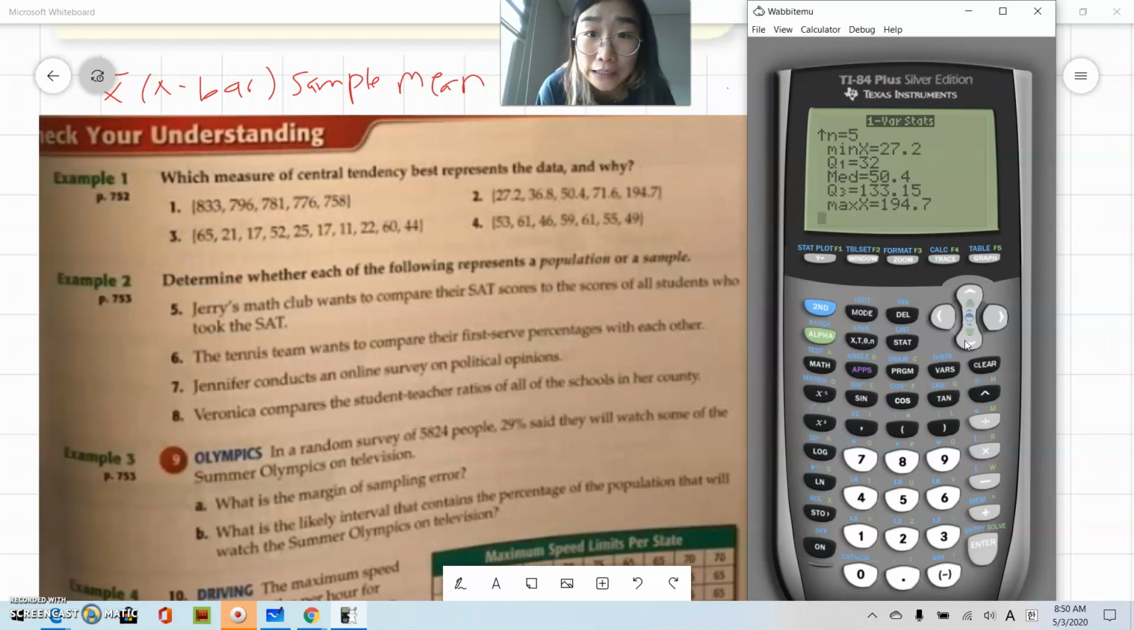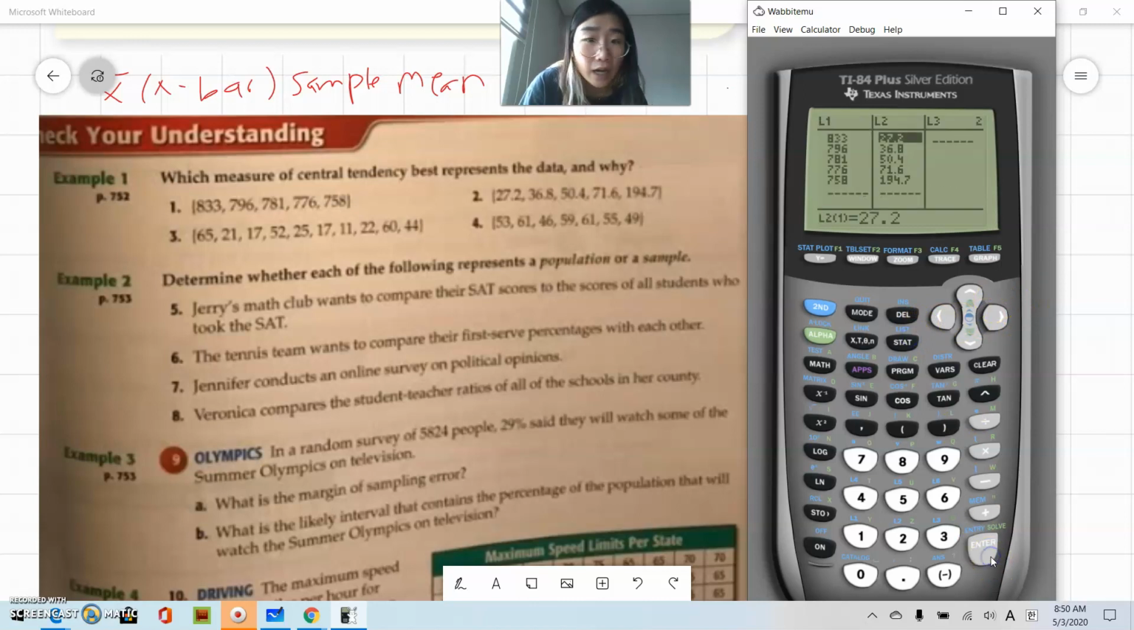So for this data, median is 50.4, which makes sense because this one actually was written in order. So 50.4 is a middle number. Let's actually do number 3, because number 3 is not written in order, so it's less intuitive. If you were doing it by hand, you would have to rewrite this data so that you can actually figure out where the middle number is. But since we have a calculator, that's what we're going to rely on.